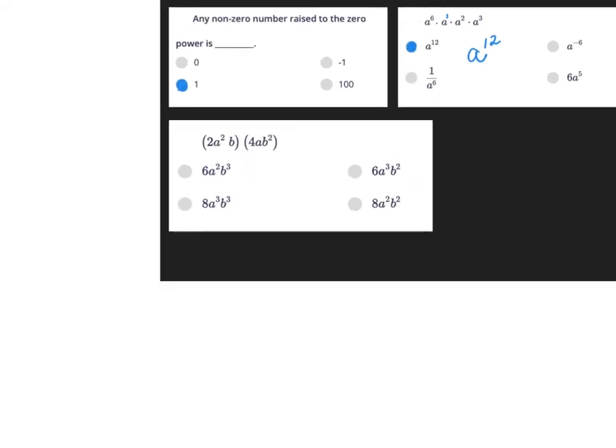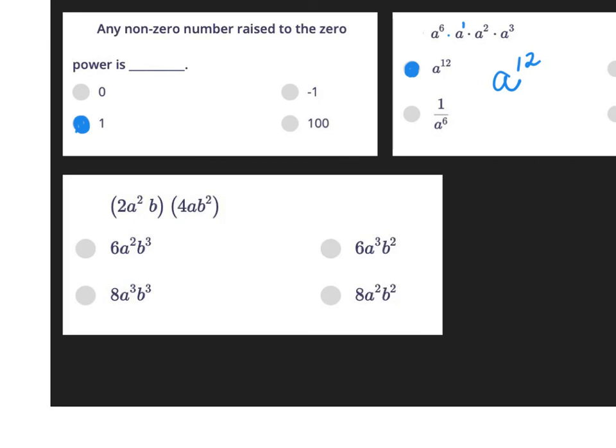And then the one below. I'm going to pull this all apart. We have 2 times a squared times b, there's an invisible 1, times 4 times a, there's an invisible 1, times b to the second. I'm going to start with my numbers. 2 times 4, this is 8. Okay, so I can already cross off this and this.